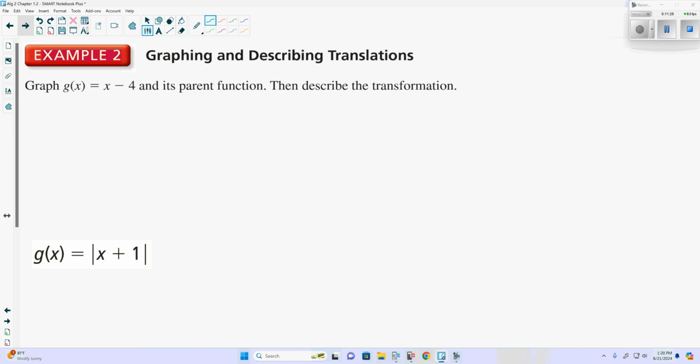So we're going to look at our first example, this here. Graph g of x equals x minus 4 and its parent function. Then describe the transformation. Okay. Now, for the most part, I'm not too focused on graphing. It's not because I dislike graphing. It's just that, at this point, we have so many tools that can graph for us.